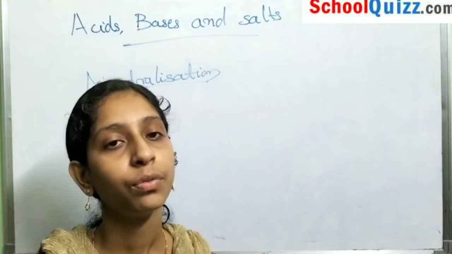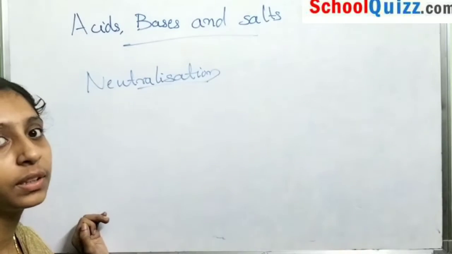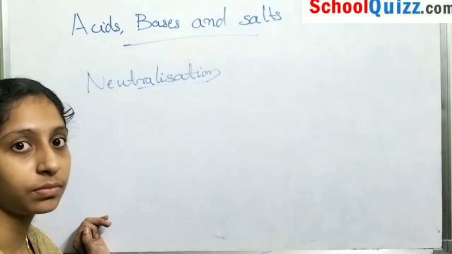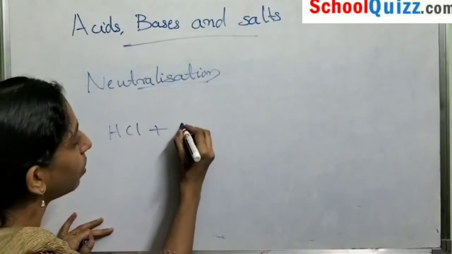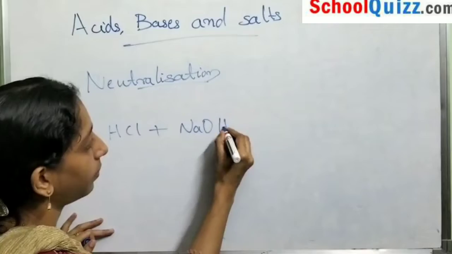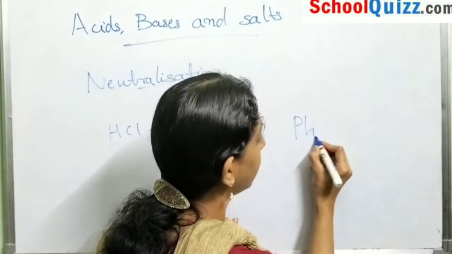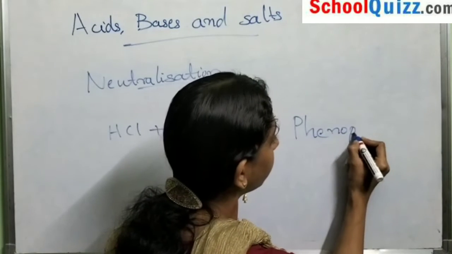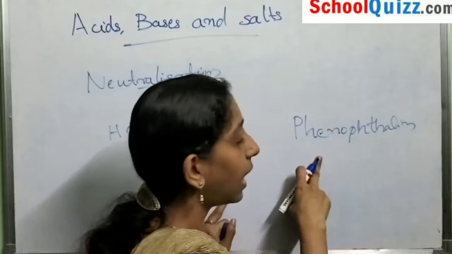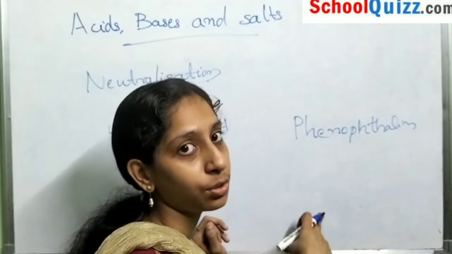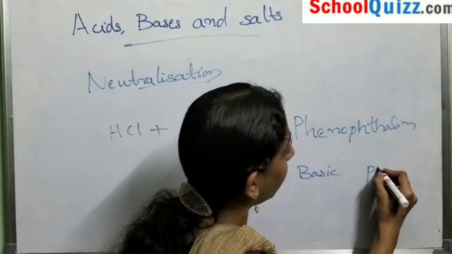For that we take a test tube and fill it with 1/4 of hydrochloric acid, and we use sodium hydroxide. Here we use phenolphthalein as an indicator. It has no color change in acid and neutral medium. In the basic medium it has a pink color.